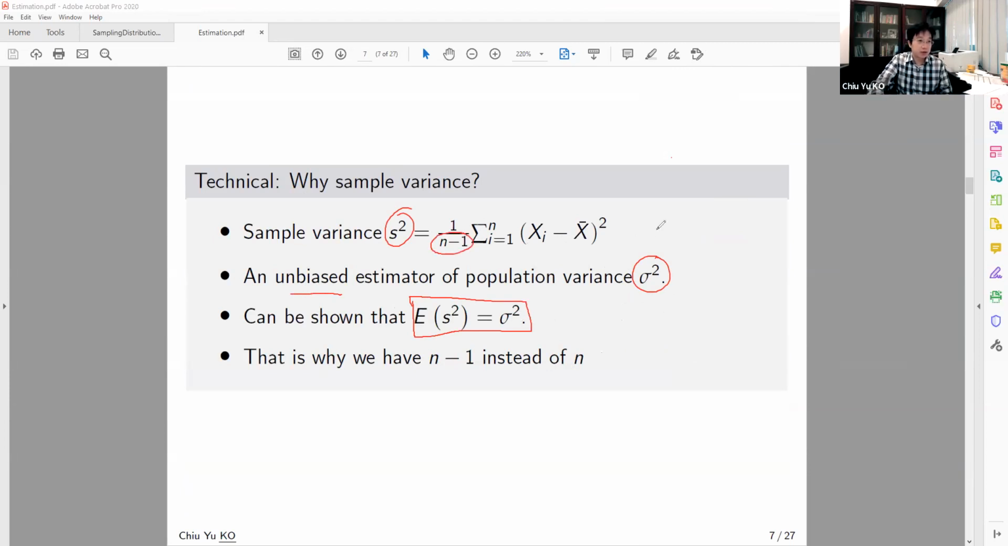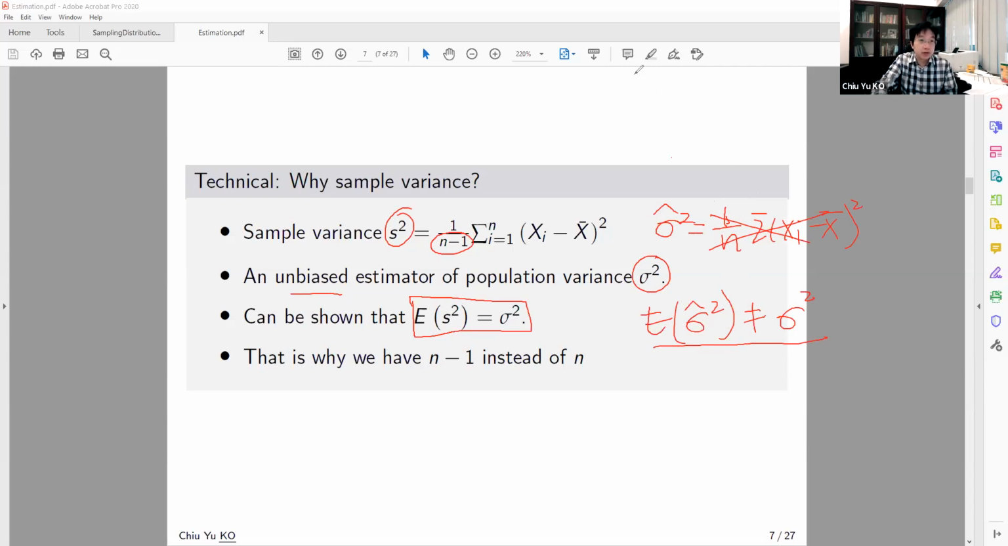So that means that if you have something called sigma hat, which is 1 over n times the summation of xi minus x bar squared, it turns out this one is not sigma square, okay. So this is the reason why we don't use this one. We use this guy, okay.